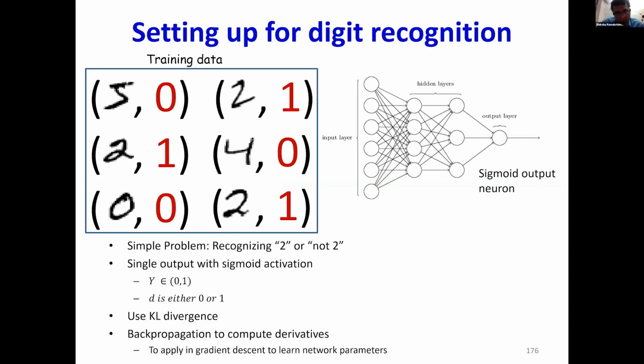That's it. And so when I'm setting up for, say, a recognition problem, say digit recognition, is this 2 or not? I'd have a bunch of training samples with 0 or 1 labels. My network is going to be something with a simple sigmoid output. I can compute my KL divergence. I would use my back propagation to compute derivatives, and those derivatives would be used in gradient descent.